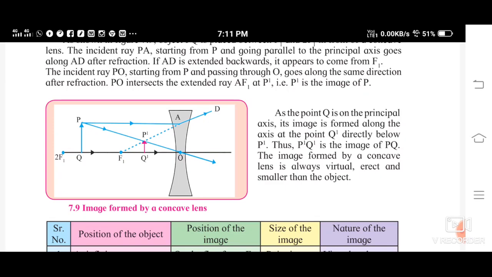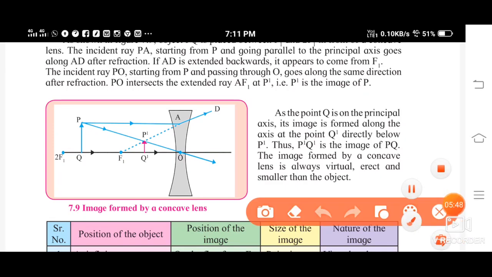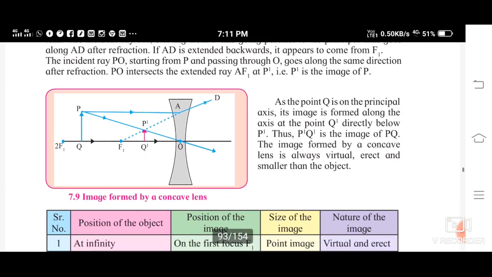So how is the image formed by a concave lens? It is always virtual. You saw the convex lens, it was a real image, isn't it? Here the image is always virtual, because it is formed on the same side of the lens as the object. It is an erect image. There you saw all were inverted images, isn't it? Now here you can see it is an erect image and smaller than the object.